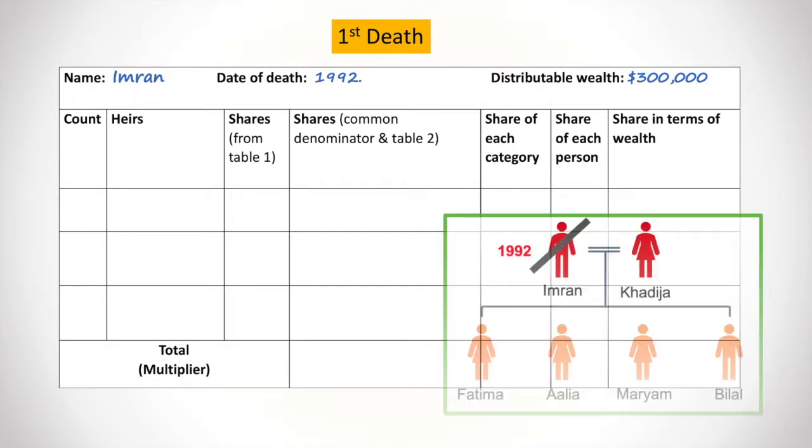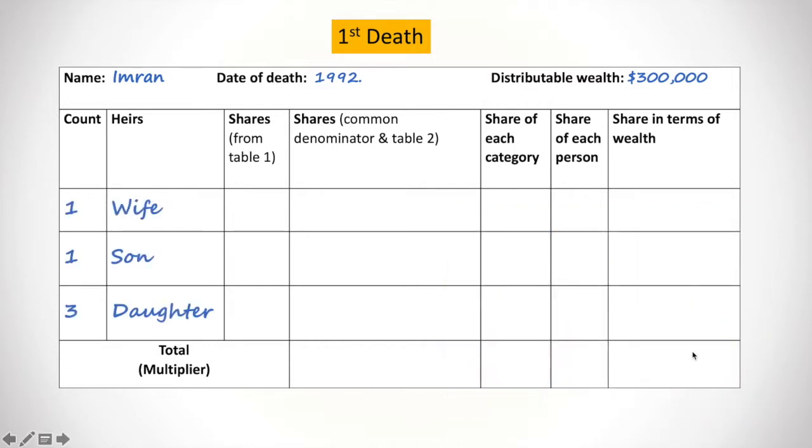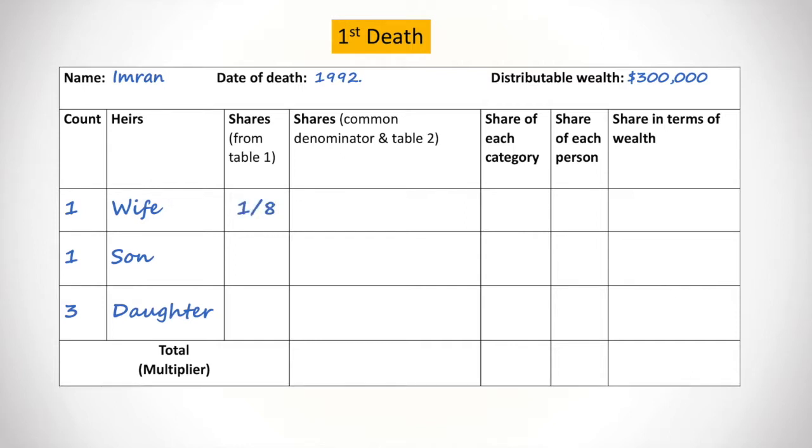We look at 1992 and see who was alive at that time, who was part of the family. At that time, Khadija and the children were alive. So Imran had one wife, one son, and three daughters. We look at table 1, the wife's share is 1/8. We don't find any other shares in table 1 because the son is alive. We go to table 2 and we find the son as the first person in table 2. So the rest of the 7 shares will go to the son and will be distributed among the daughters as well.